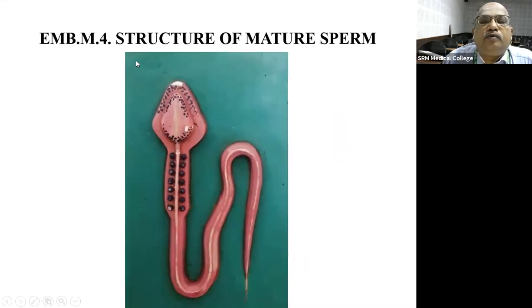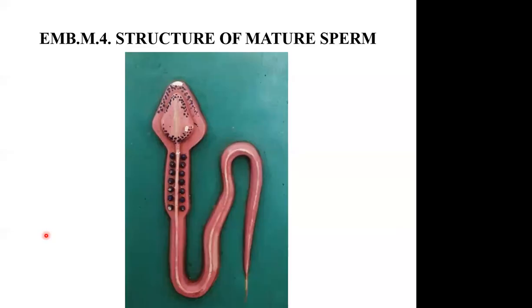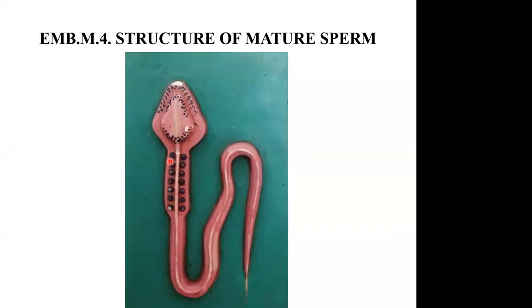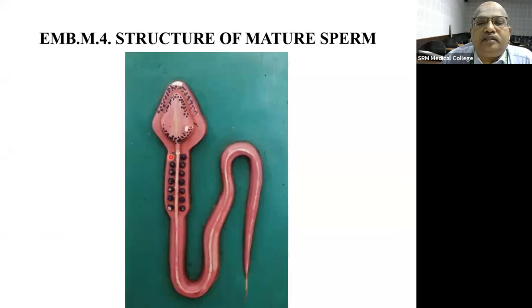So what do you know here? What are the various parts of the sperm you are seeing here? Head, neck, and tail. Very good. In the head, this is the acrosomal cap. This is the neck, where you will have the centriole. This is the mitochondrial sheath. This is the middle piece. This is the principal piece of the tail. And this is the end piece.